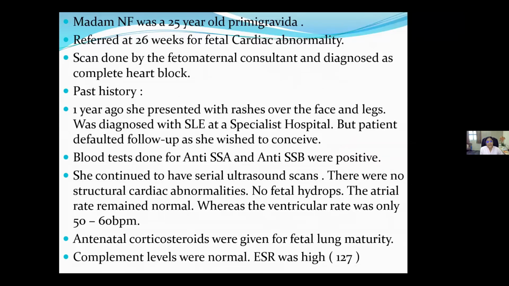Blood tests done for anti-Ro and anti-La, SSA, SSB were positive. She continued to have serial ultrasound scans. There were no structural cardiac abnormalities, no fetal hydrops. The atrial rate remained normal, whereas the ventricular rate was only 50 to 60 beats per minute. She was given antenatal corticosteroids for fetal lung maturity.